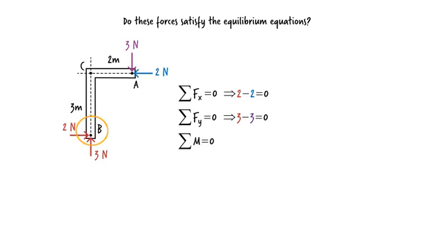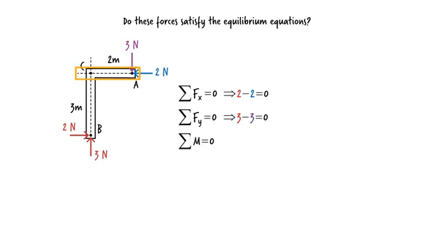Of the 4 forces acting on the bracket, 2 of them are acting directly at point B. So the distance from point B to the line of action of these forces is 0. This means that their moment about point B is 0. The other 2 forces cause a moment about B since there is a non-zero distance between their line of action and point B.